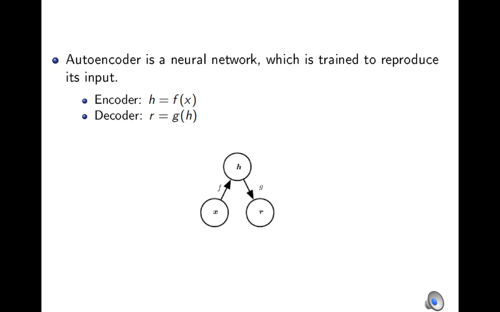If R is very close to X or exactly the same as X, then we have a low error or a zero error in the entire process of encoding and decoding. But the main advantage of this autoencoder is that you can represent H, which is an encoding of X, in a much smaller dimension than X, and you can again come back to R, which is X or very close to X, through a decoding process.